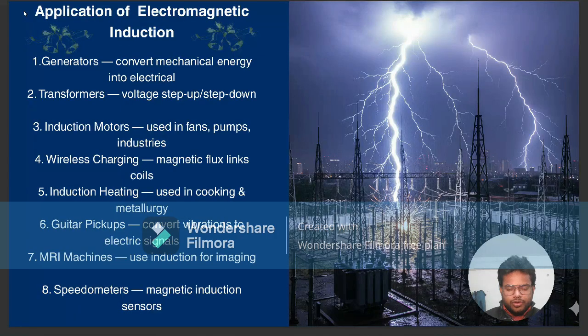In this slide we are going to discuss applications of electromagnetic induction. Here we can see the generator, transformer, induction motor, wireless charging, induction heating and many more electrical devices that apply electromagnetic induction. Almost every electrical device around us works on this principle, from the electricity that powers your home to the charger that charges your phone. Induction is everywhere.